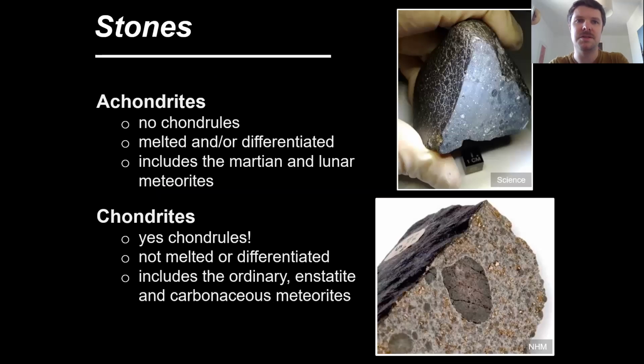Then we move on to the stony meteorites. As I said earlier, these are split into achondrites and chondrites. Starting with the achondrites, these don't contain chondrules. I'll come back to what a chondrule is in a minute, but we don't find these in the achondrites. Most achondrites are basaltic in composition.